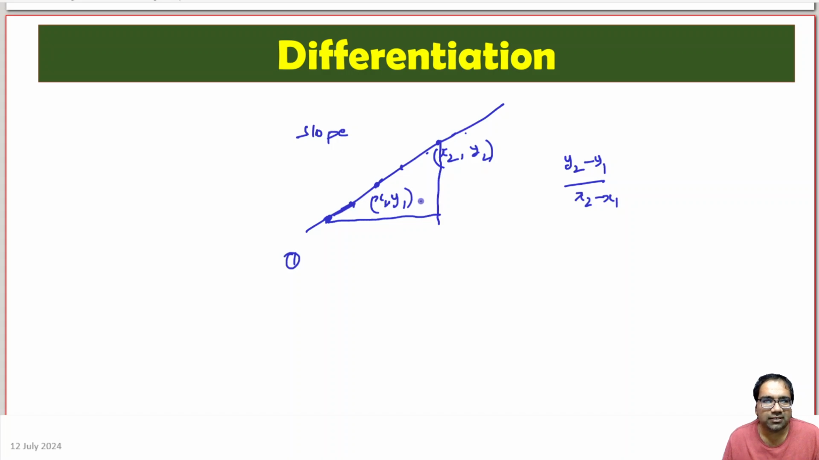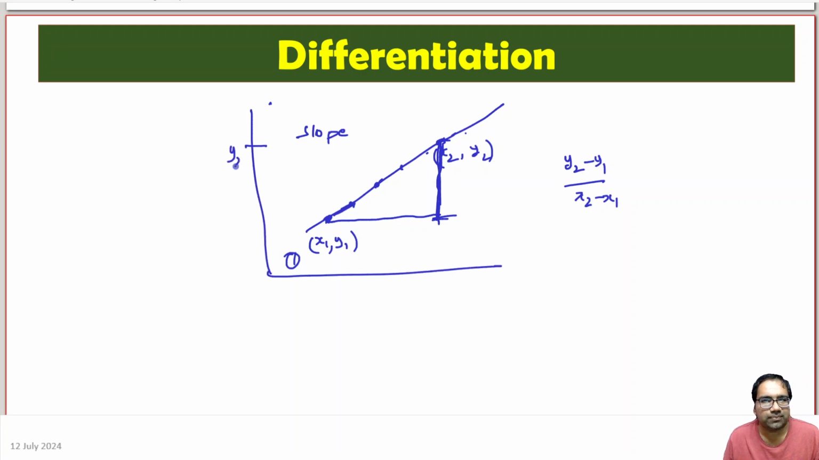Let's say this point is x1, y1, and this point is x2, y2. What does that mean? What is y2 minus y1? y2 minus y1 is this part, right? If we are talking about a coordinate axis, this part is y2, and this one is y1. So y2 minus y1 is actually the length of this one. What is x2 minus x1? This one is x2, and this one is x1. So x2 minus x1 is the length of this one.